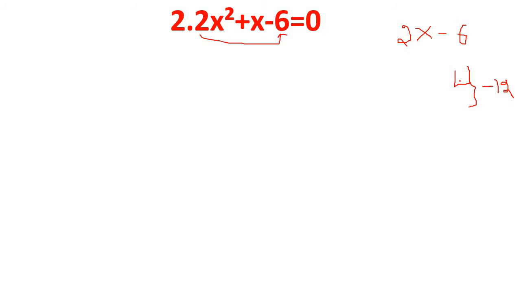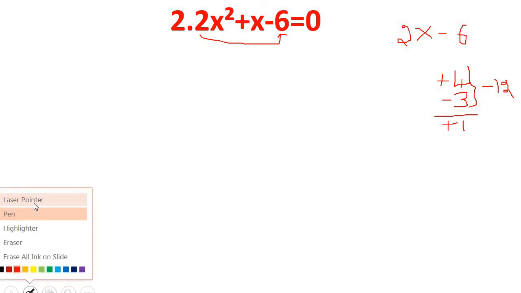Then which are the factors? 4 and 3 are the factors of 12. 4 3s are 12. Now here we have to get minus, and here we have to get plus as the middle term. That's why let us give plus for 4 and minus for 3. While subtracting we will get plus 1, and if you multiply plus into minus is minus 12. 4 3s are 12. Now let us write the factors.